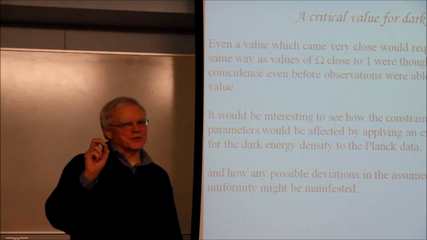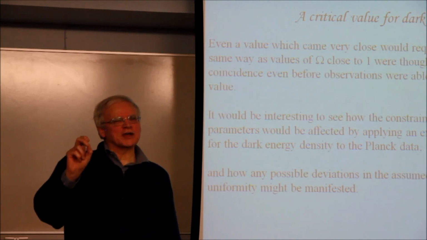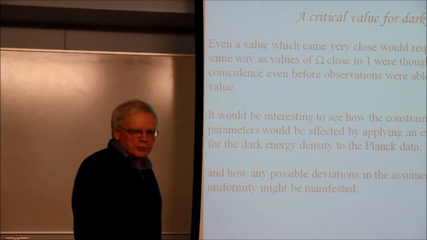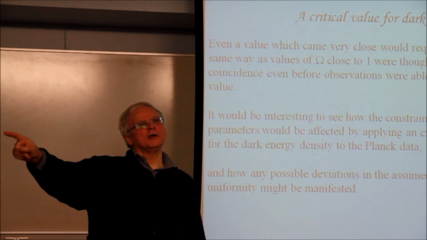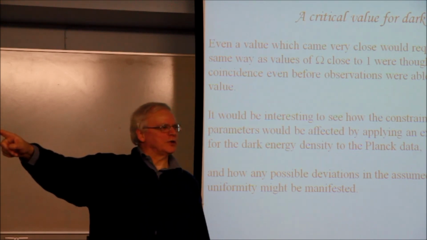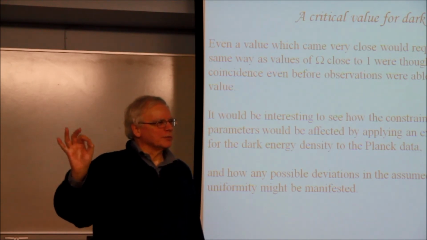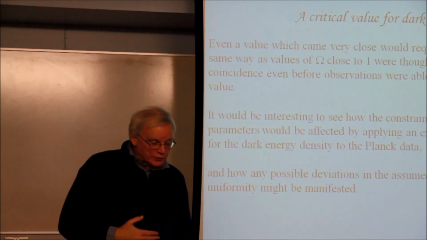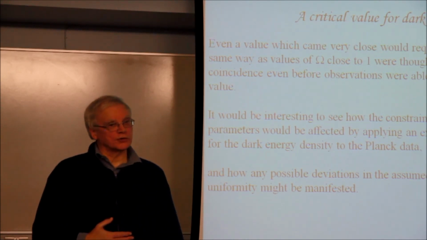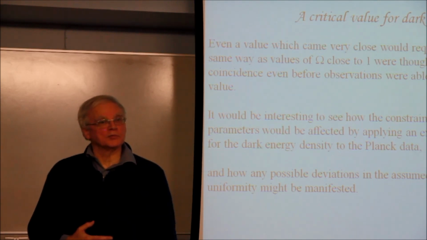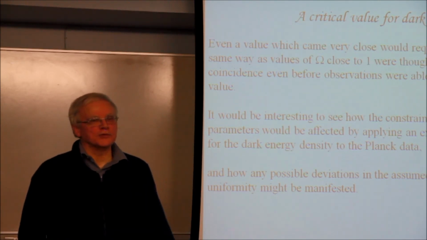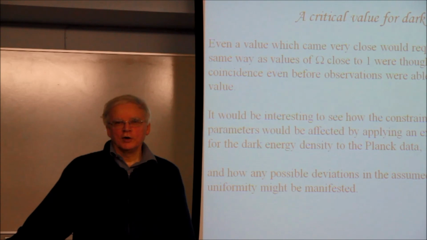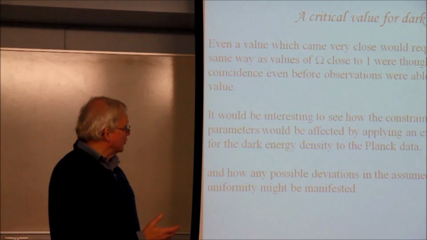And as I mentioned earlier, even a value which came very close would take a lot of explaining, because it's so close to a critical value. We can't just brush it aside as, oh, it's only within 0.1% or 0.5%, it can't be right. No, it's got to be right if it's close. And if we maybe looked at the data we already have and put this constraint at 2/3 to see what constraints that would provide for the data, that's a job for an astrophysicist. I'm not an astrophysicist, so that is a job for an astrophysicist.